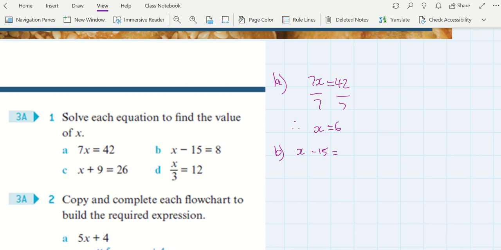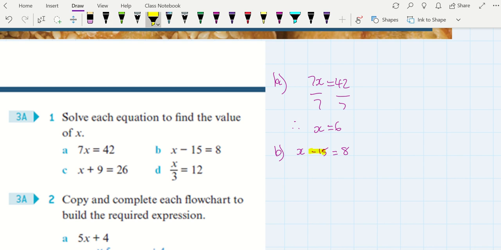equals 8. So what we need to do is just isolate x, so we need to move the minus 15 to the other side of the equation. When we move that to the other side of the equation, remember that minus 15 turns into a plus 15. So we just rewrite it like this. X equals 8 plus 15. 8 and 15 equals 23.